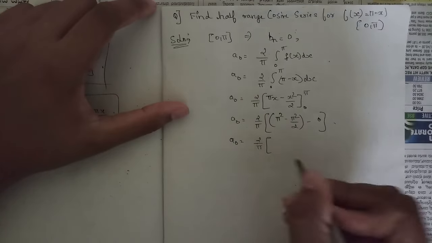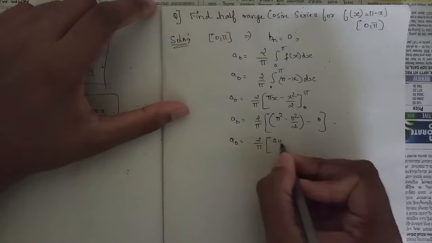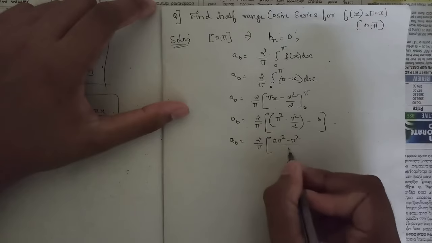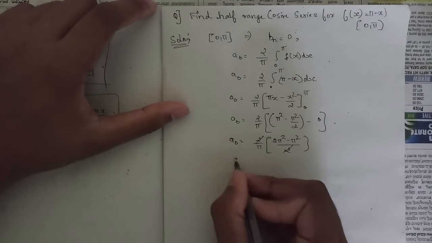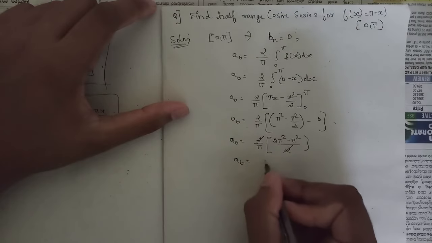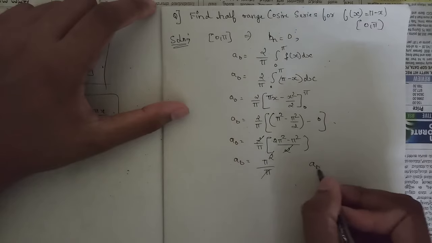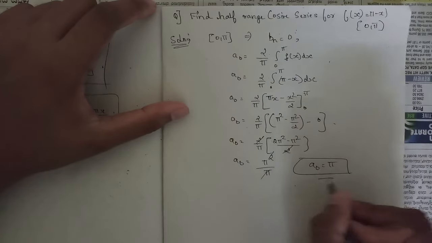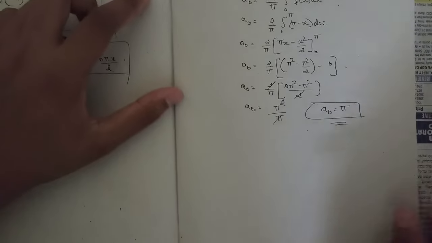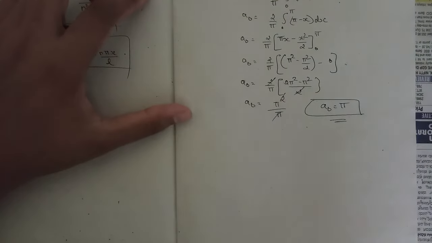2 by pi into, so take the LCM, it becomes 2 pi square minus pi square by 2. Cancel this 2, so a0 is equal to 2 pi square minus pi square is pi square by pi. You can cancel 1 pi, so the required value of a0 is equal to pi. So now we will find an.